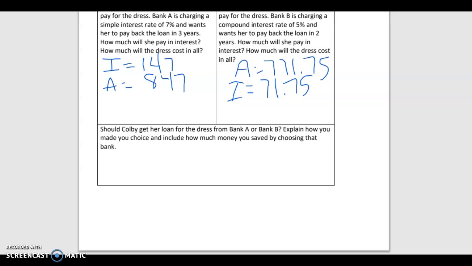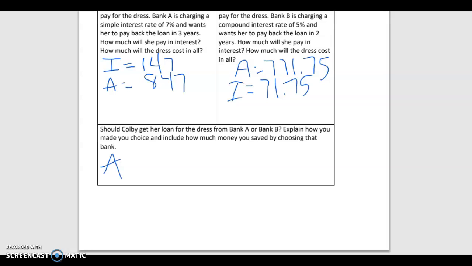And then since she borrowed money here, when I borrow money, I want to pay back as little as possible. Okay, so in this case, she's borrowing money. So which bank do I want to borrow the money from? Bank A, where I'm going to pay $847 back, or Bank B, where I'm going to pay $771? I'm going to choose A. The reason I chose A, because it's $771 versus Bank A.